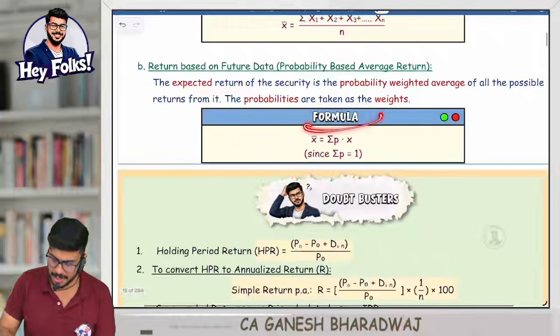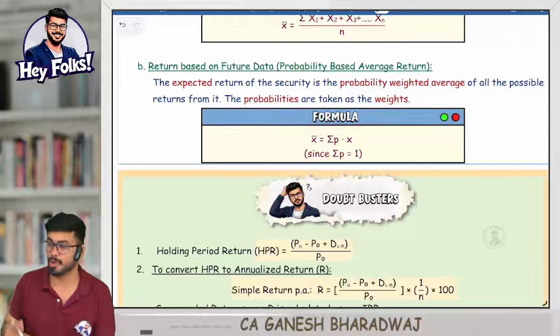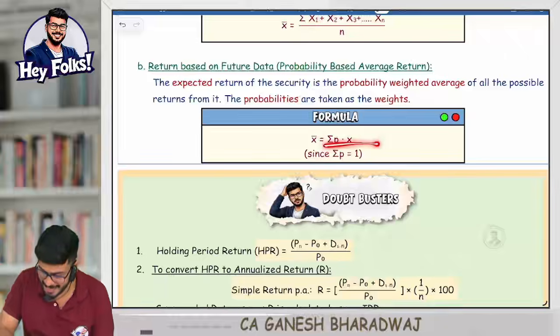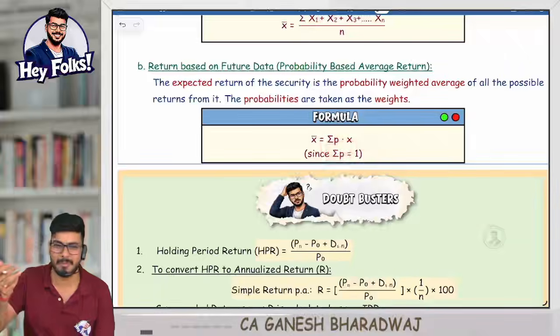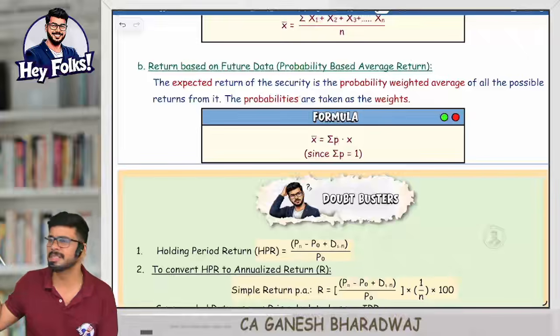And similarly here, suppose you're using probability, I told you sigma p into x, ideally divided by sigma p. That's why sigma p is equal to 1, so the denominator is not required. Are you guys now able to understand? This is what I told you.